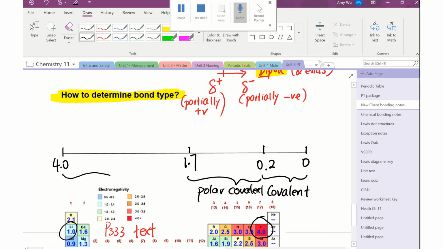And if they have a big difference, that's like ionic bonds, because one really doesn't want the electrons and one really wants them so badly. So there's a huge difference in terms of electronegativity, and that's an ionic bond. So this scale is for when you actually need to do calculations on electronegativity.